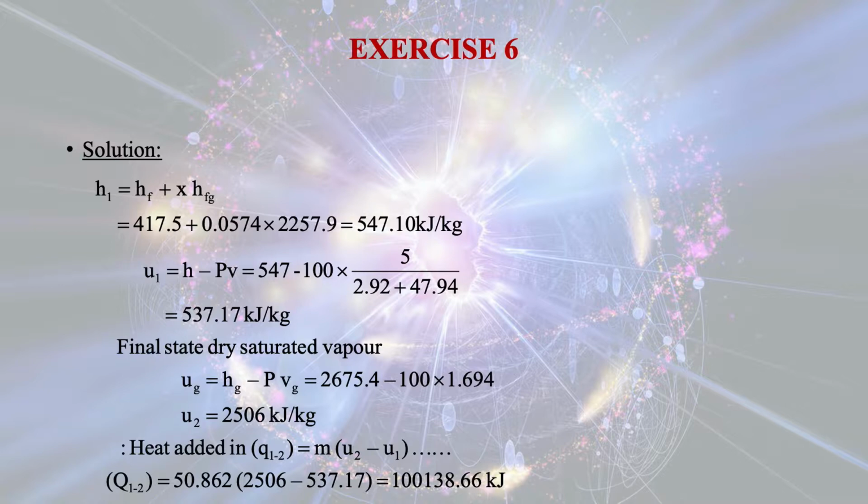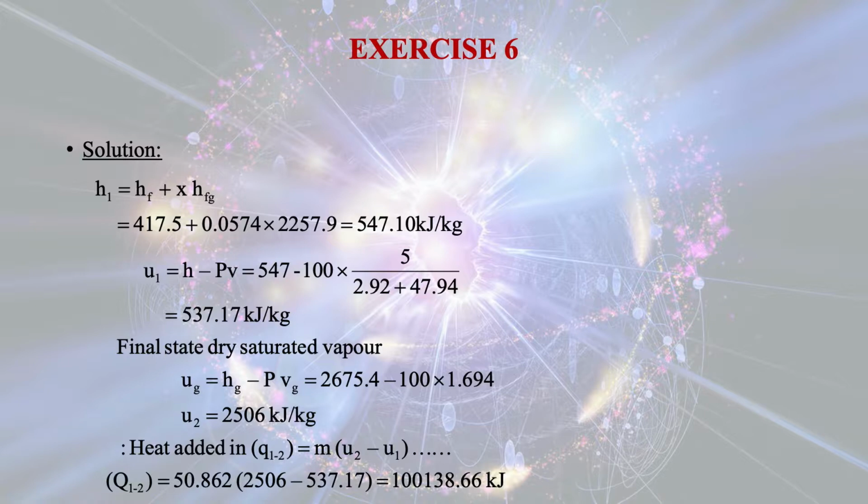So from the steam table you will get the value of hfg for that particular temperature for dry saturated steam. In this case you see h1 is equal to hf plus x hfg. All the values are given on the right hand side. Just put the value and calculate h1, that comes out to be 547.10 kilojoule per kg.